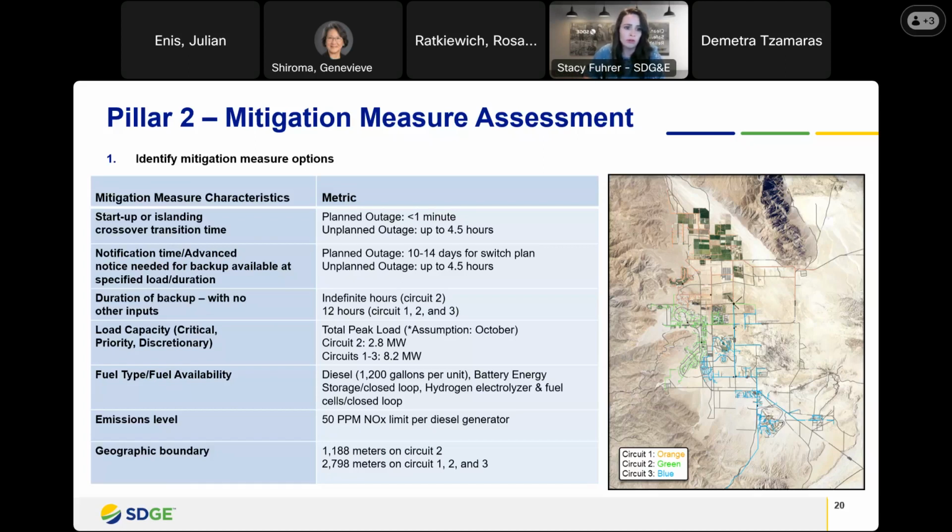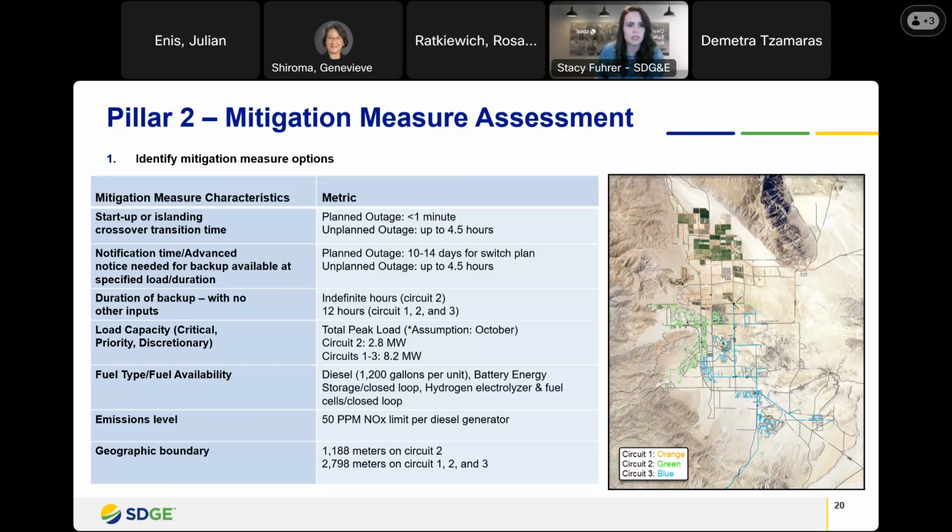As stated before, the duration of backup depends on whether we are prioritizing circuit 2, in which case we would provide indefinite coverage. But if we were to provide SDG&E's first goal, which is support to the whole communities, it would be for 12 hours of microgrid islanding support. And then if you look at the load capacity, assuming October load, which is the typical time that SDG&E supports the community with the microgrid, the circuit 2 peak load is 2.8 megawatts, while the average peak load for circuits 1 through 3 would be 8.2 megawatts.